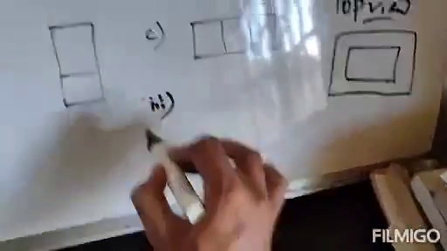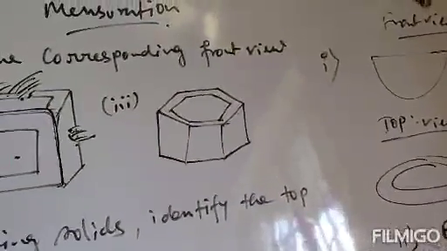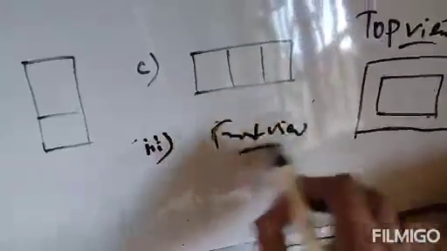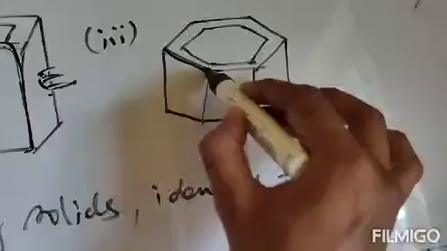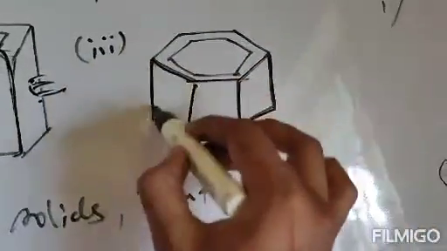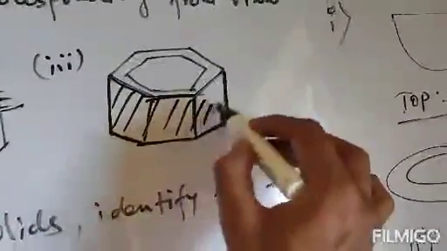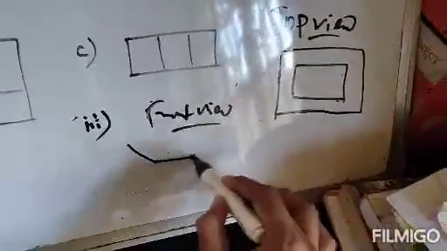Question number 3, the diagram is this. How will the front view look? When you see this diagram from the front, only this portion will be visible, that is the front position, and this is the top position. So only this portion will be visible to you. That means the front view will be this.